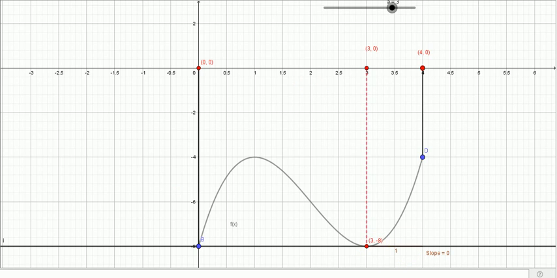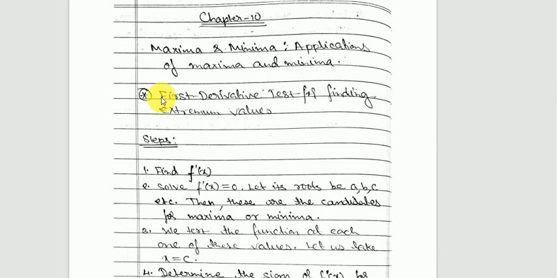Now let us see the test for finding the extremum values. What do we mean by extremum values? Extremum values means maxima or minima, the maximum value or minimum value. Here we are going to see the first derivative test for finding extremum values. In this test you will be given a function, you will find the derivative of that function, then you will equate that derivative to 0, solve it, and you will get the value of x.